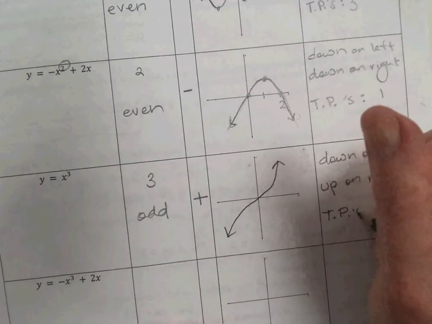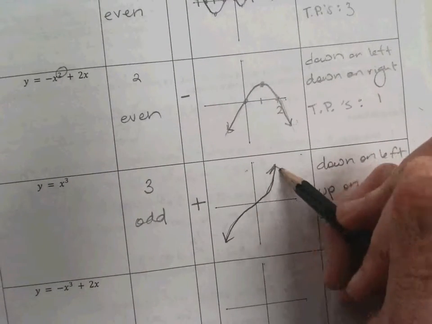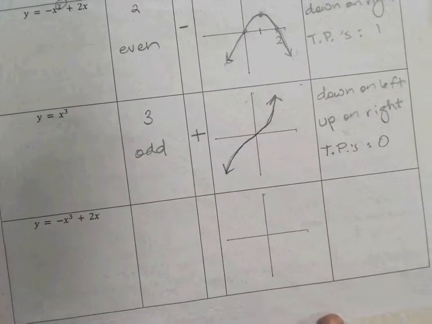Turning points. This one's tricky. Notice it keeps going up the whole time. It does curve, but it's still going up, so there are 0 turning points.